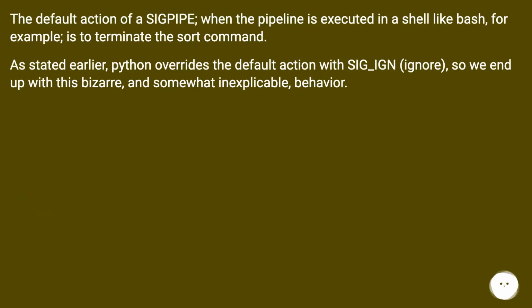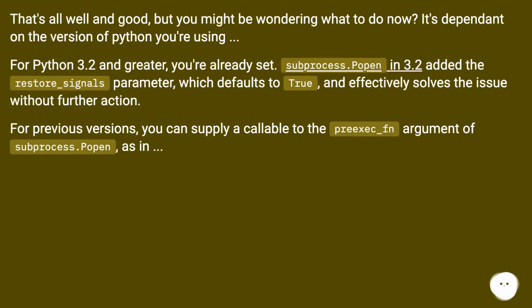The default action of a SIGPIPE, when the pipeline is executed in a shell like bash, for example, is to terminate the sort command. As stated earlier, Python overrides the default action with SIG_IGN, ignore, so we end up with this bizarre and somewhat inexplicable behavior. That's all well and good, but you might be wondering what to do now.